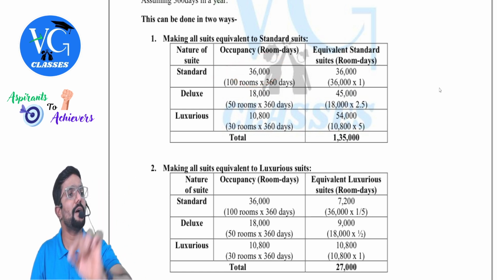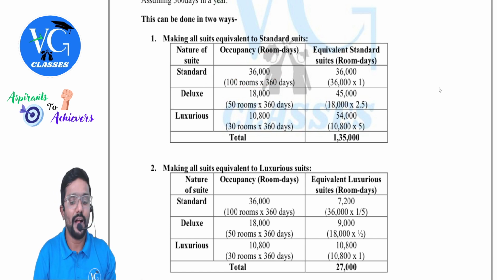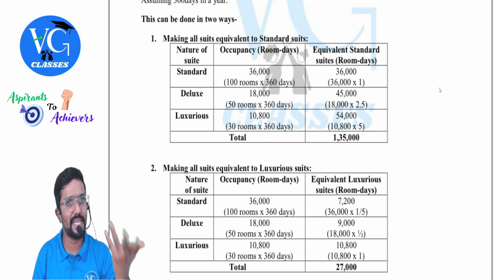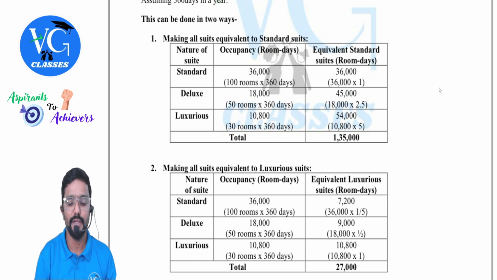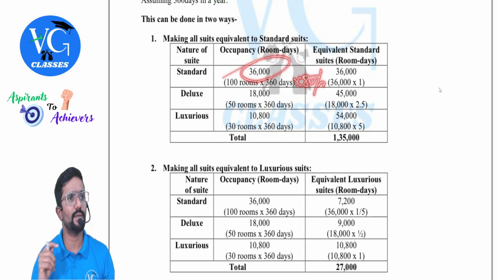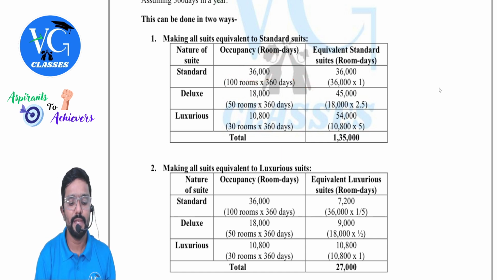Each room is occupied for how many days in a year? 100 rooms are occupied for the full 360 days. How much will you get? 36,000. Clear? If nothing is given, you will take the occupancy as 100%. Assume they have given it as 80%. Then you have to multiply by 80% here, and you will get less than 36,000. Same way, deluxe.